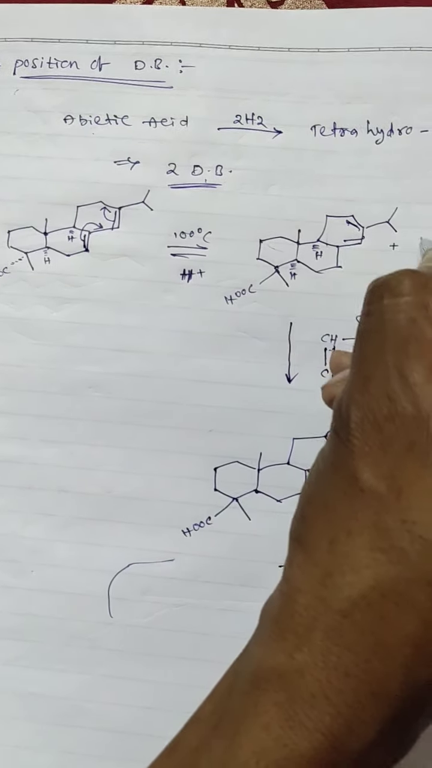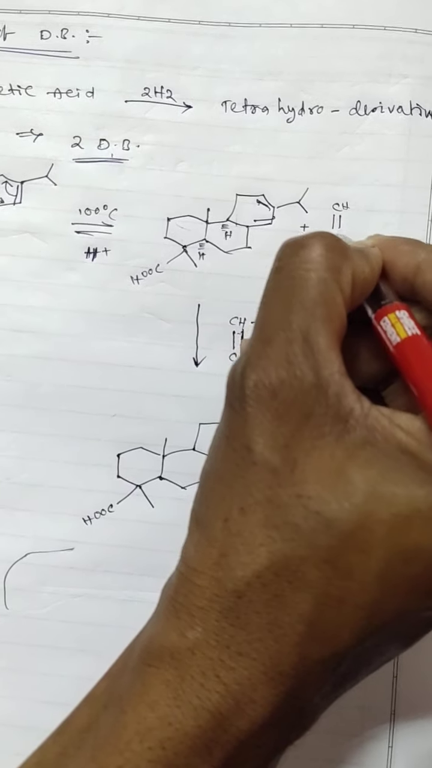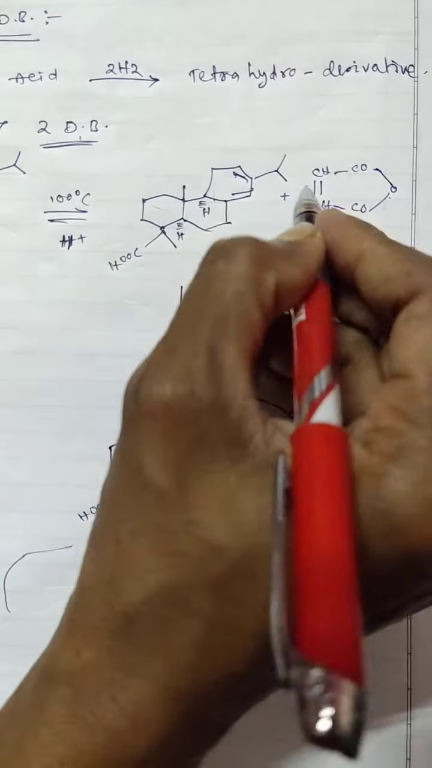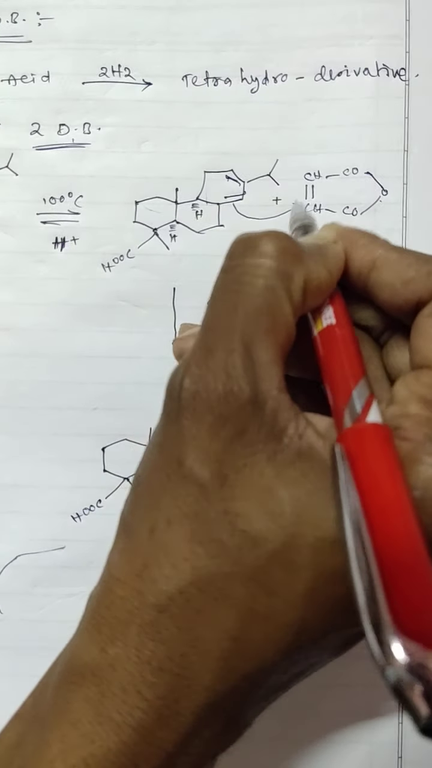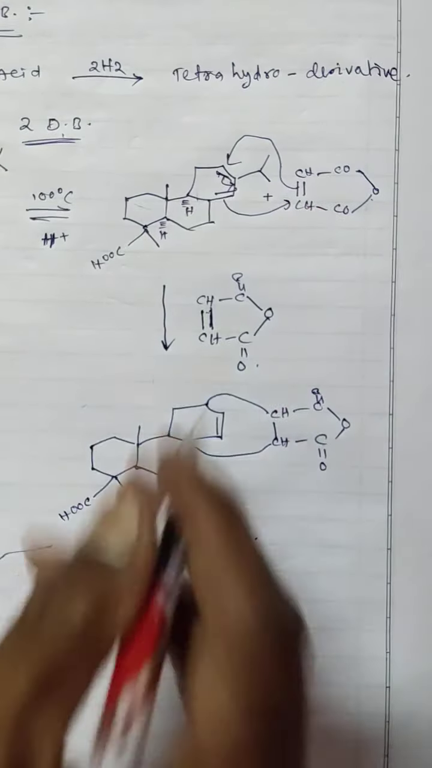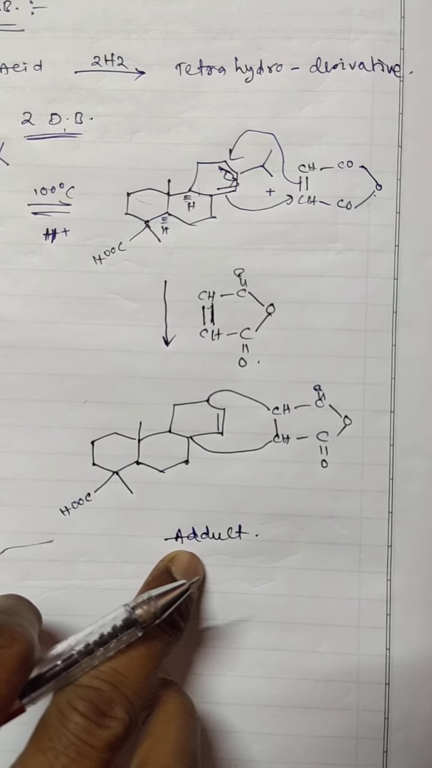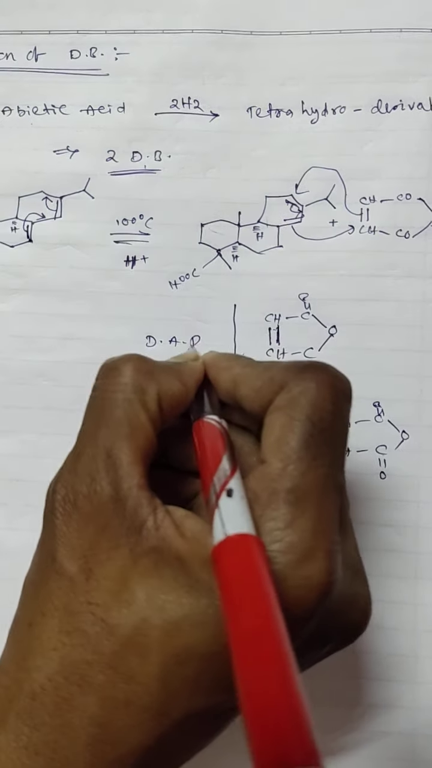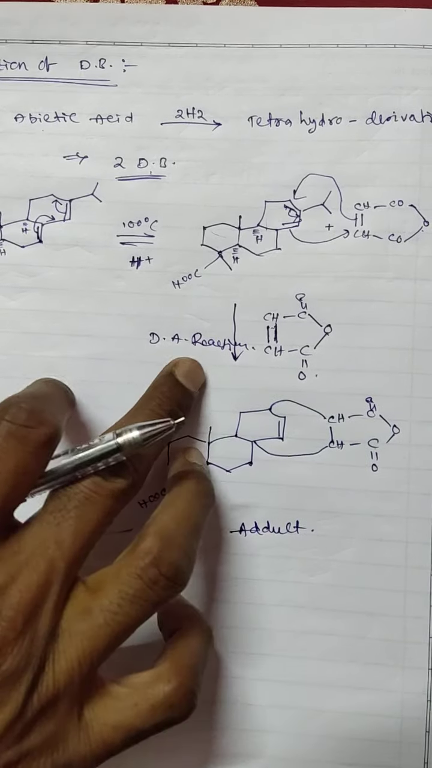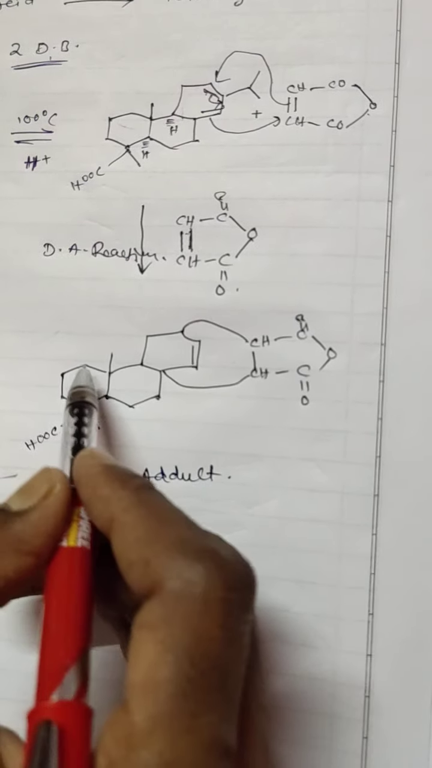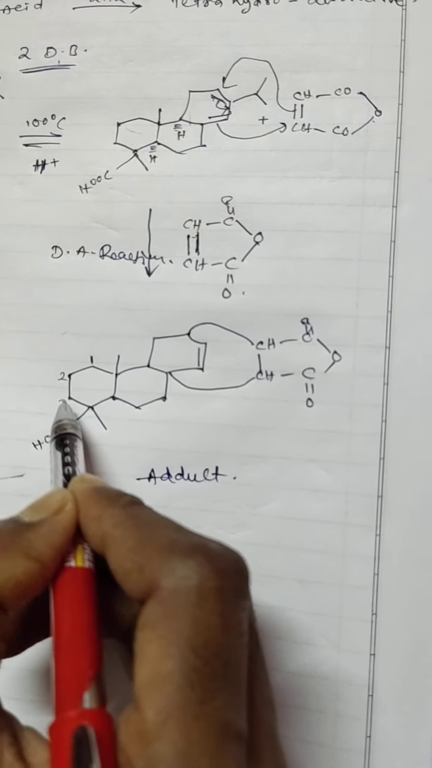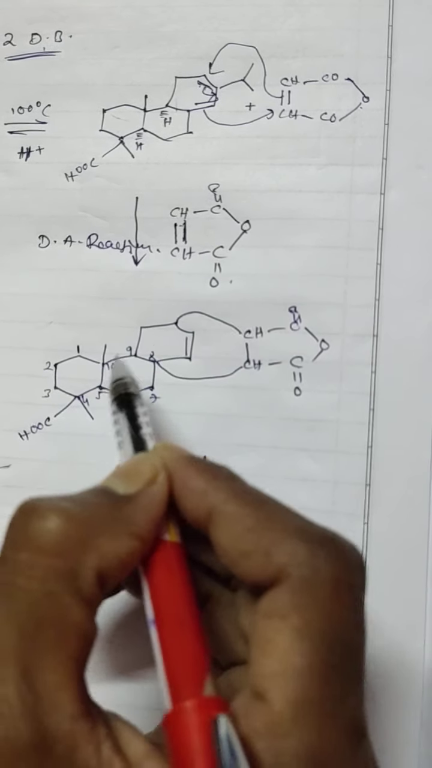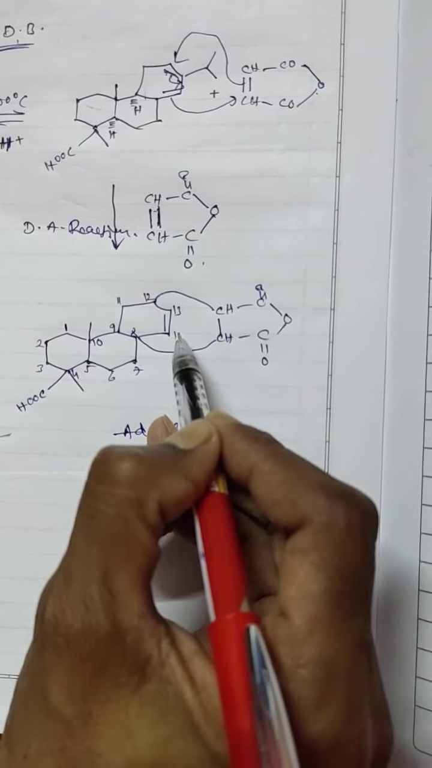Whenever it reacts with maleic anhydride, we know the maleic anhydride structure, that is CO. So this is the formation of the adduct. This is known as the Diels-Alder reaction. Already we know that. Now let's give the numbering. It is first position, second, third, fourth, fifth, sixth, seventh, eighth, 9, 10, 11, 12, 13, 14.